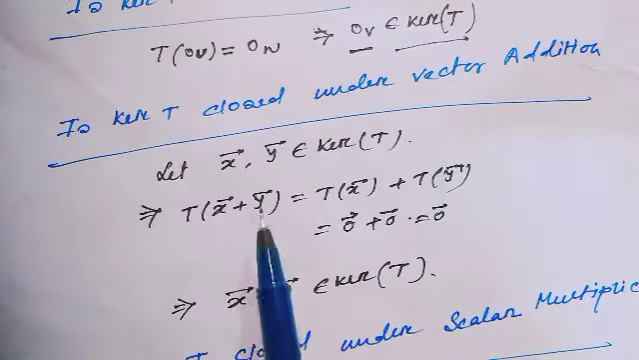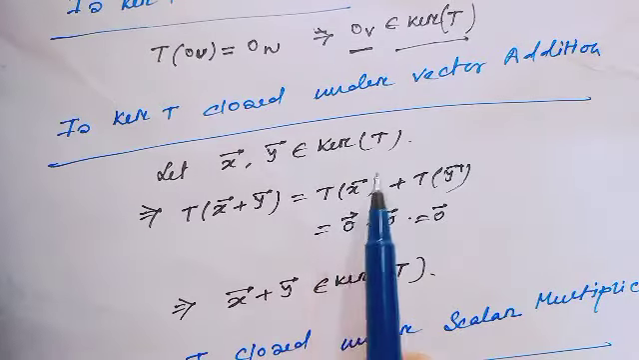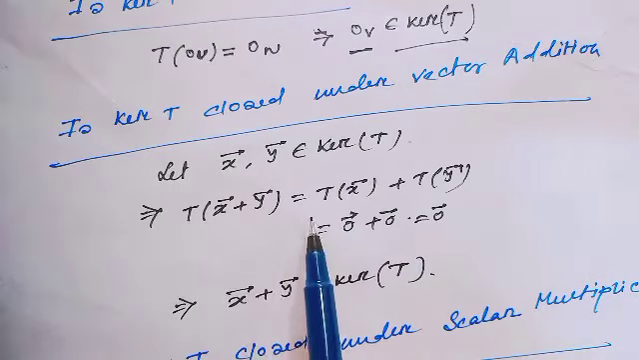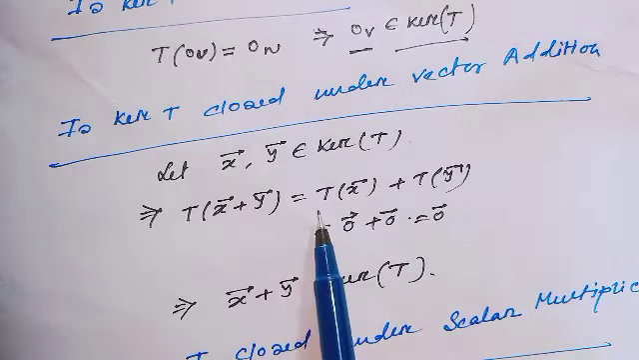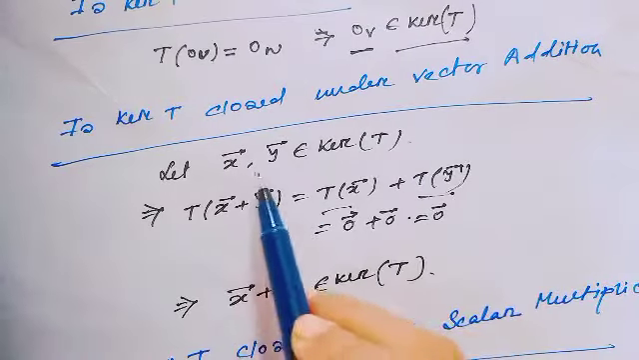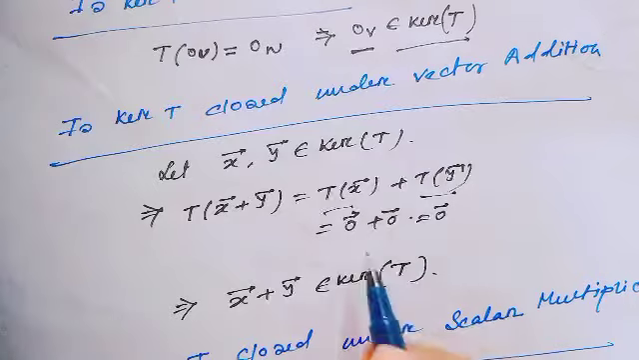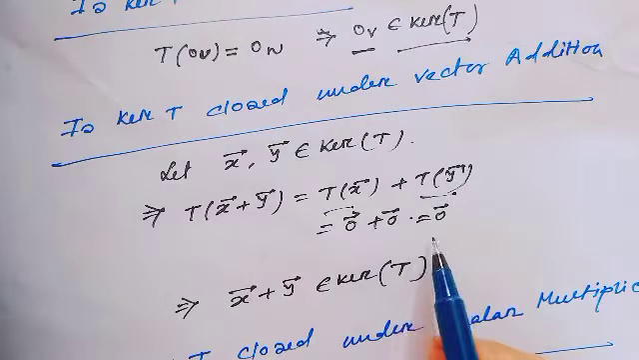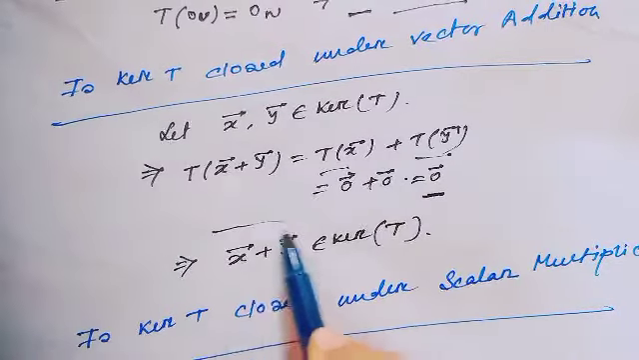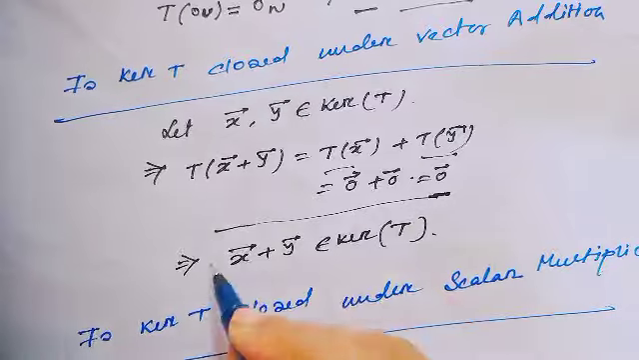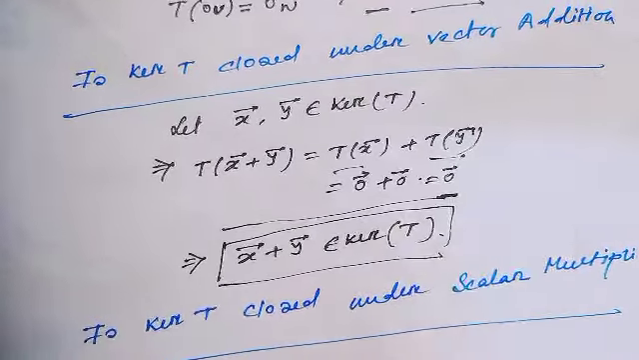Let x and y be two arbitrary elements of the kernel of T. Then T of x plus y, by the property of linear transformation, is equal to Tx plus Ty. And since x and y belong to the kernel of T, Tx equals the zero vector and Ty equals the zero vector. That means this is equal to the zero vector. And from this expression, it is true that the vector x plus y belongs to the kernel of T. Okay?